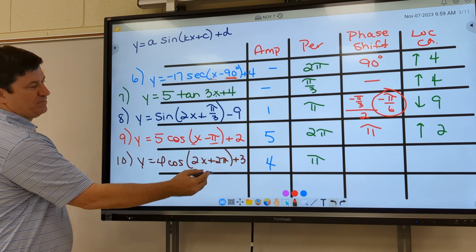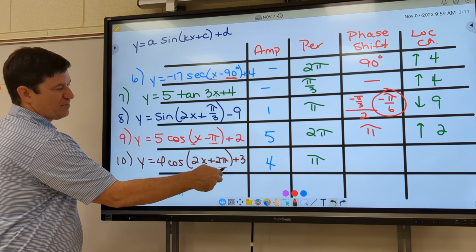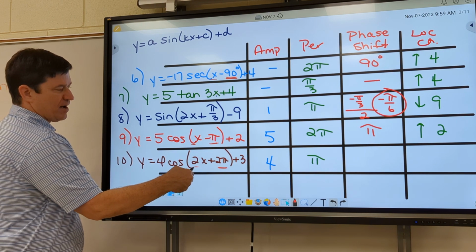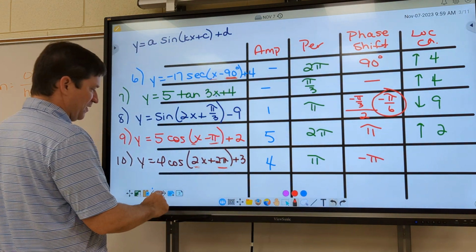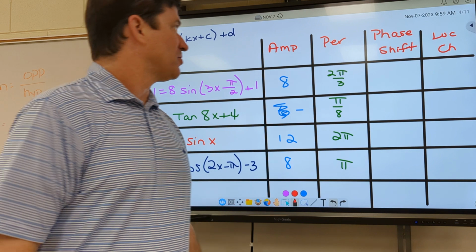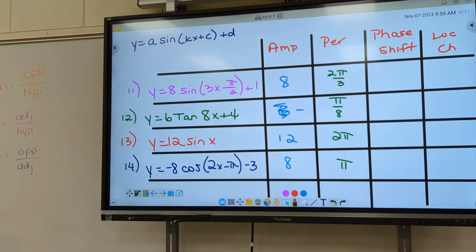All right, flip this sign, it goes on top. That's negative 2 pi divided by 2. That'll be negative pi. I'm going to stop and let y'all finish the last 4 by yourself for phase shift, and then we'll check them. Use your calculator to simplify them.